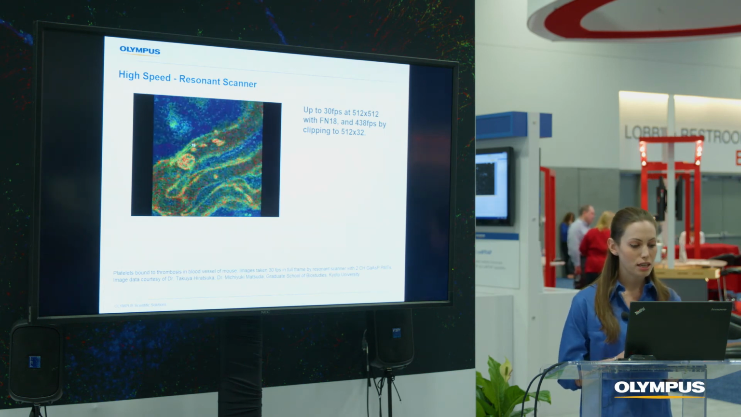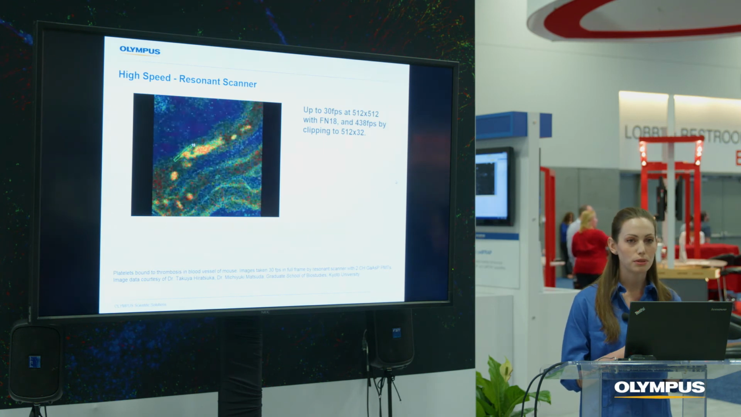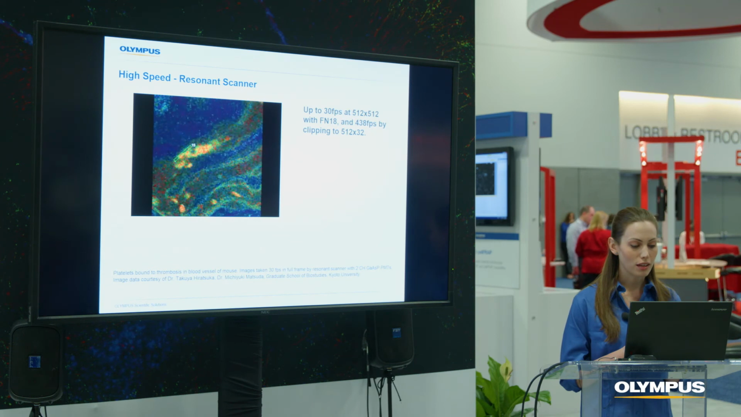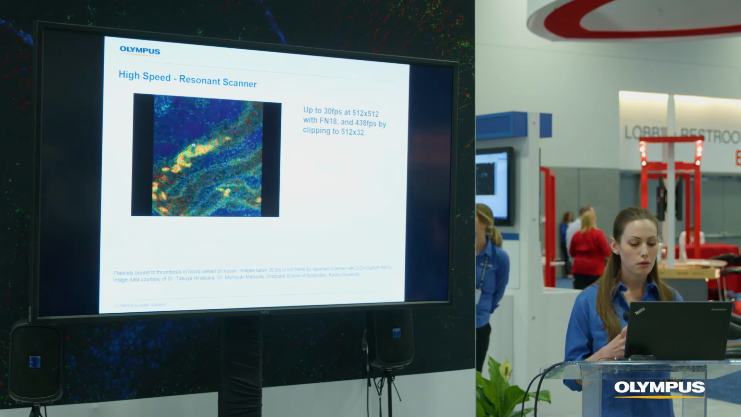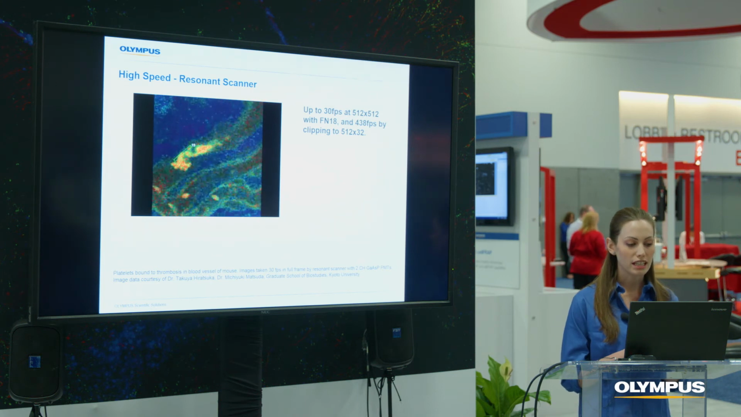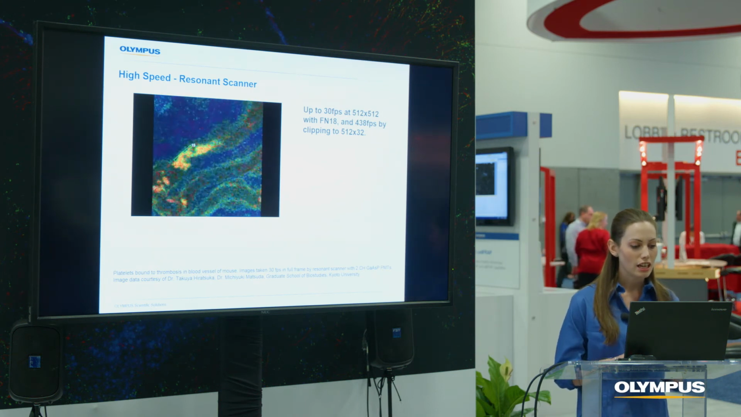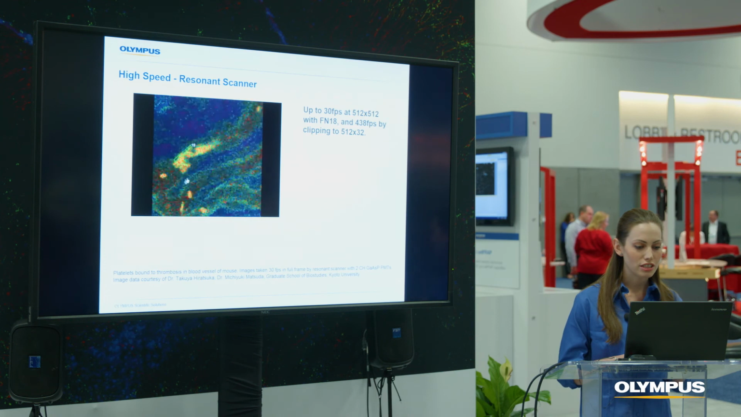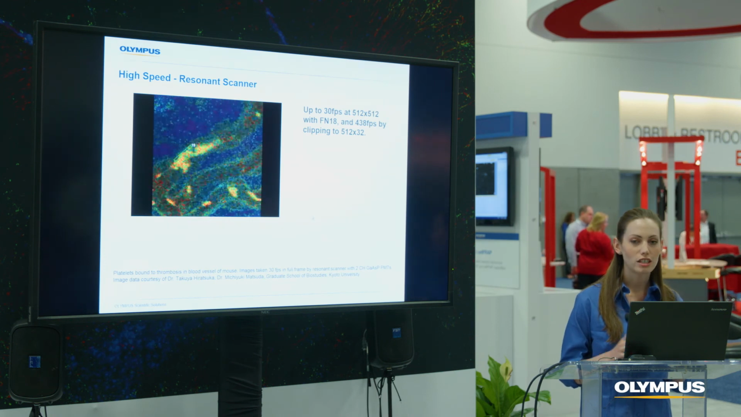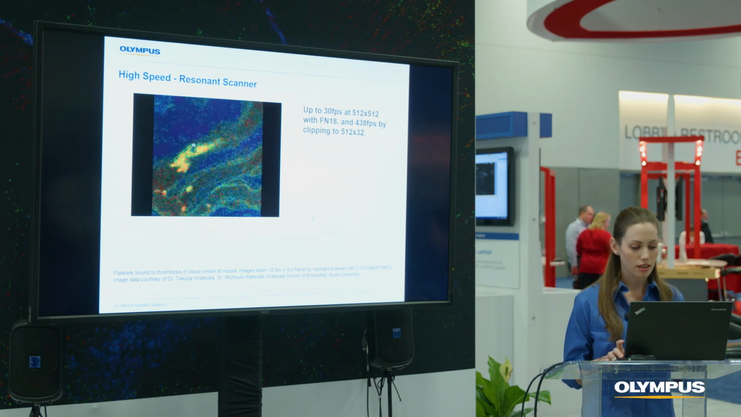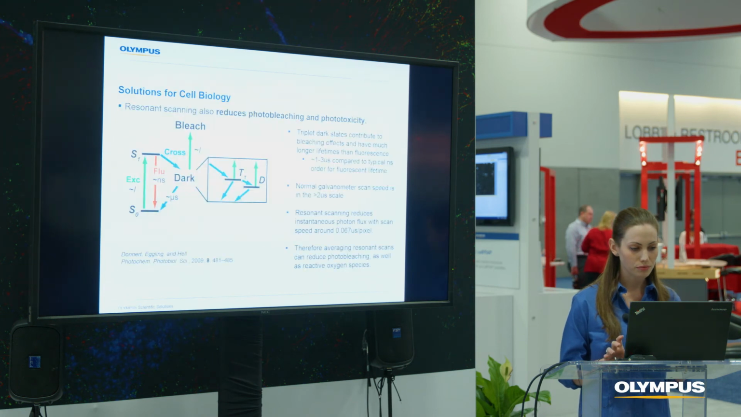So in this example here, using the resonance scanner, we're able to see platelets bound to a thrombosis in a blood vessel of a mouse. You can see the live events that are occurring. And this image itself was taken at a full field of view at 30 frames per second. So not only can you see this area here where the action is occurring, but you can also see it in the wider context of the sample itself.